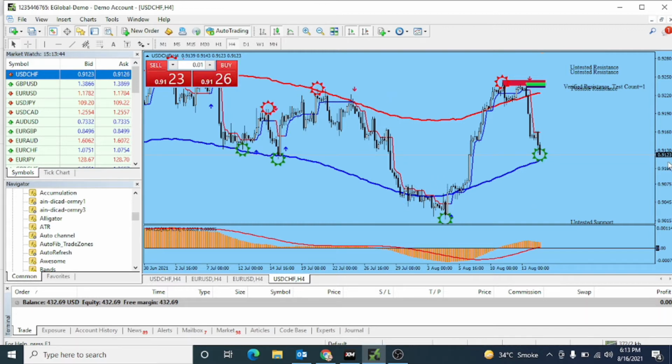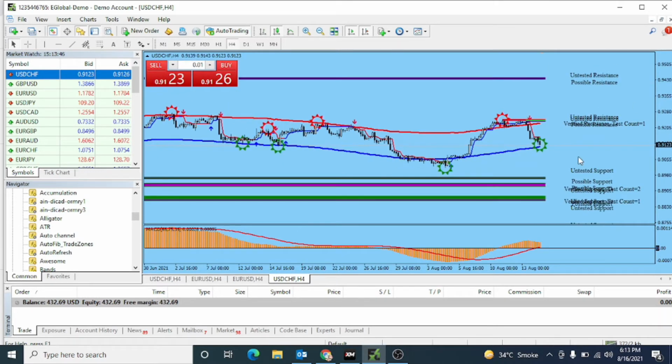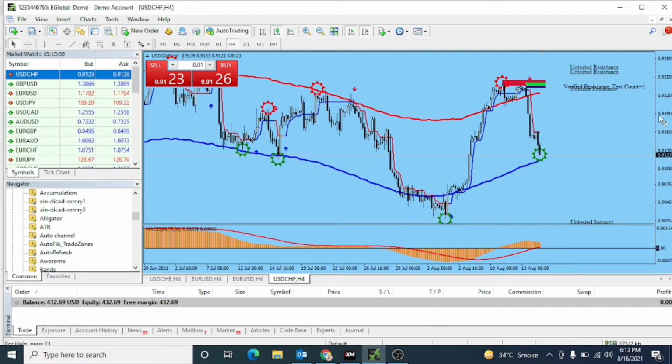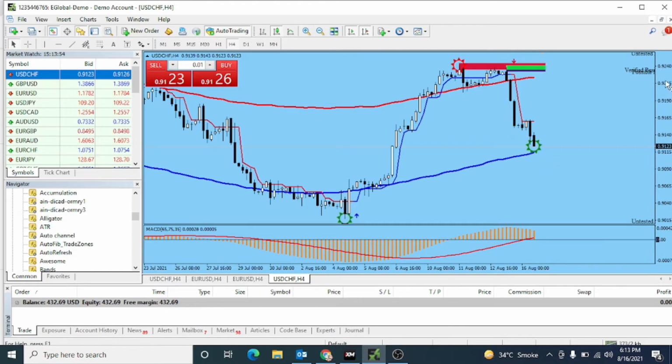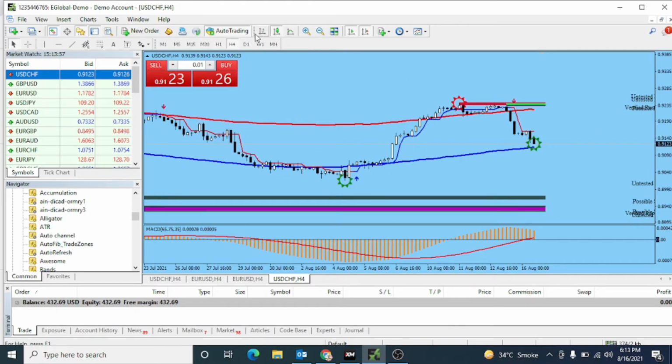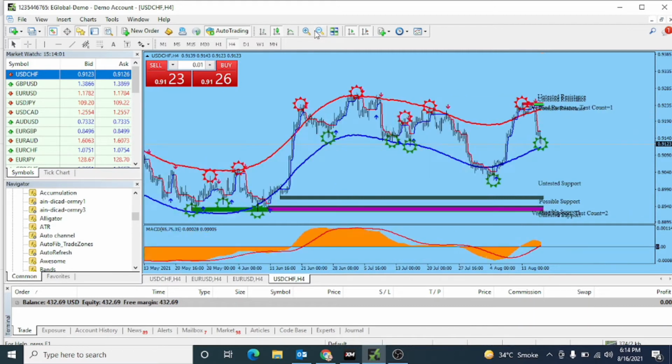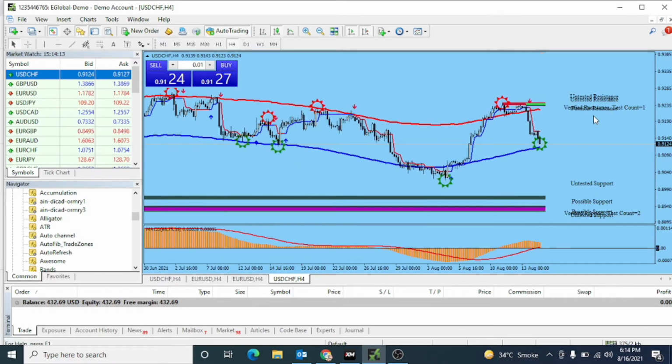First of all, you can see the look of this indicator. For example, I will show you, the market is running now. You can see here, I will zoom out a little bit. At this point, when I zoom in, this point was the verified resistance. It means the market already touched this level, so this is a verified resistance level.